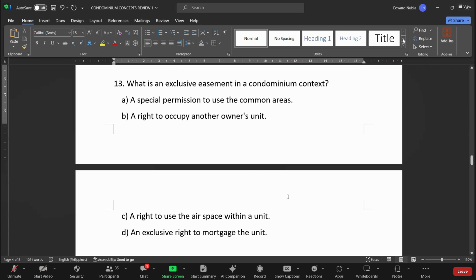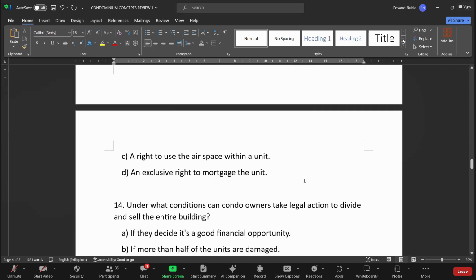Number 13. Who hasn't answered yet? Sir Adrian. Answer, please. What is an exclusive easement in a condominium context? A right to use the airspace within a unit, sir. Correct. A right to use the airspace within a unit. That is the exclusive easement.